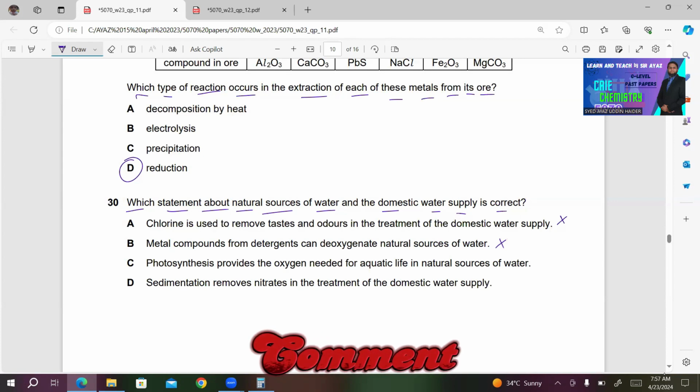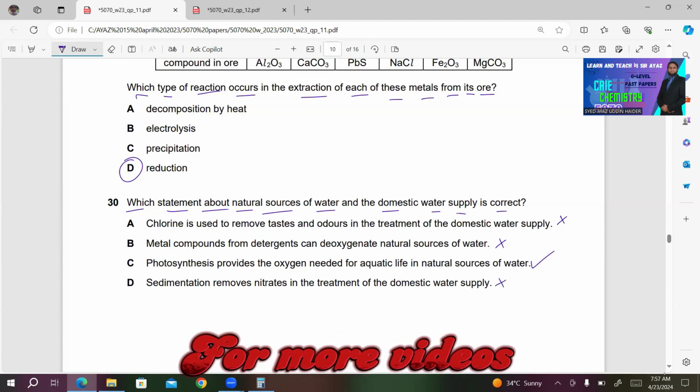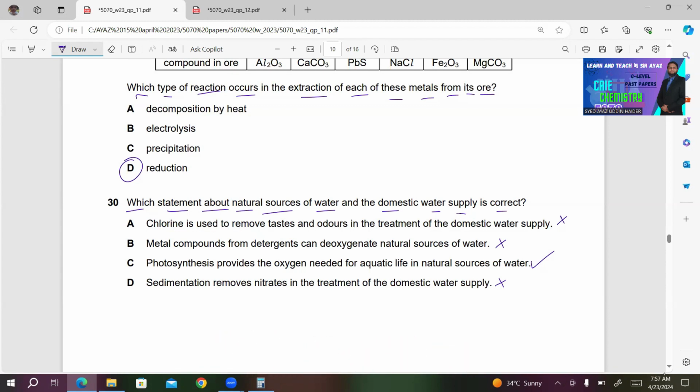C. Photosynthesis provides the oxygen needed for aquatic life in natural sources of water. This looks correct to me, because photosynthesis is the process which produces oxygen. And in water, it produces this oxygen which is needed by the aquatic life to survive. D. Sedimentation removes nitrates in the treatment of the domestic water supply. This is also incorrect, because nitrates are soluble, and the sedimentation method does not remove nitrates. It removes the suspended particles. So C must be the right answer for number 30.